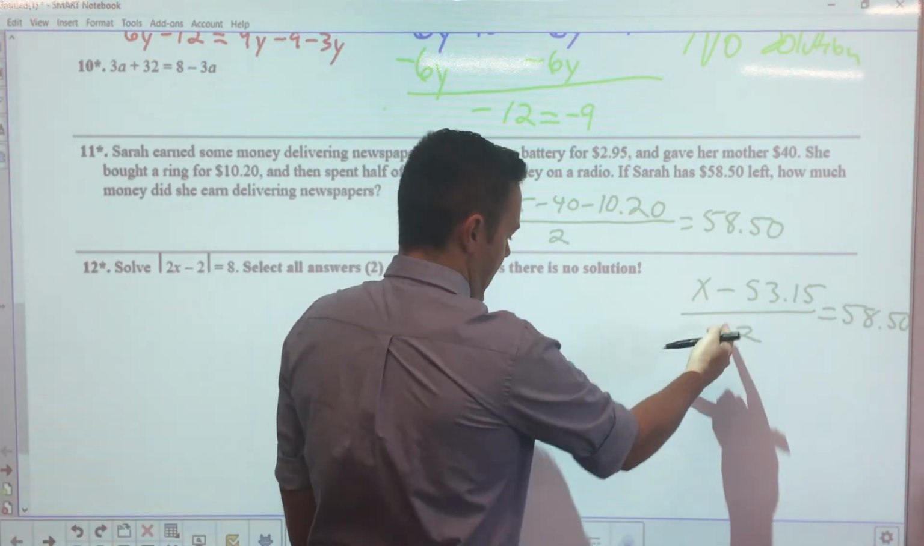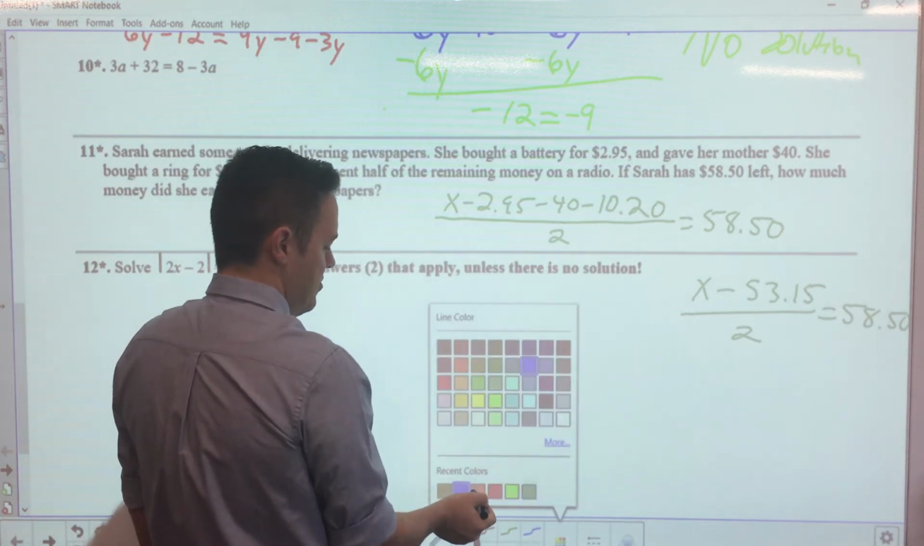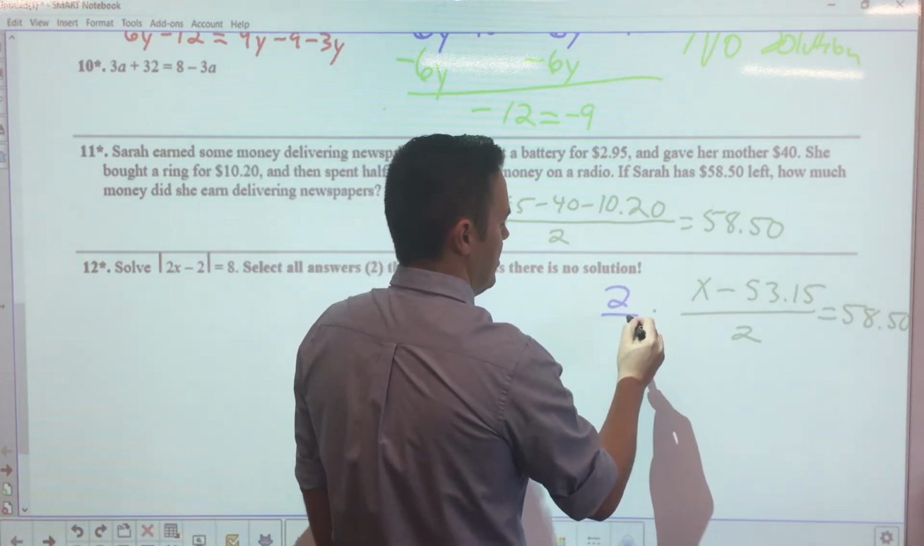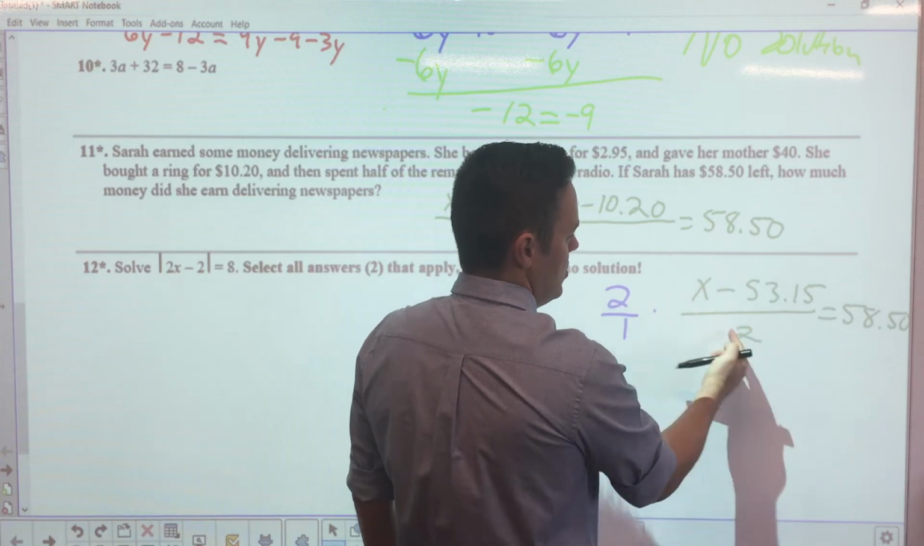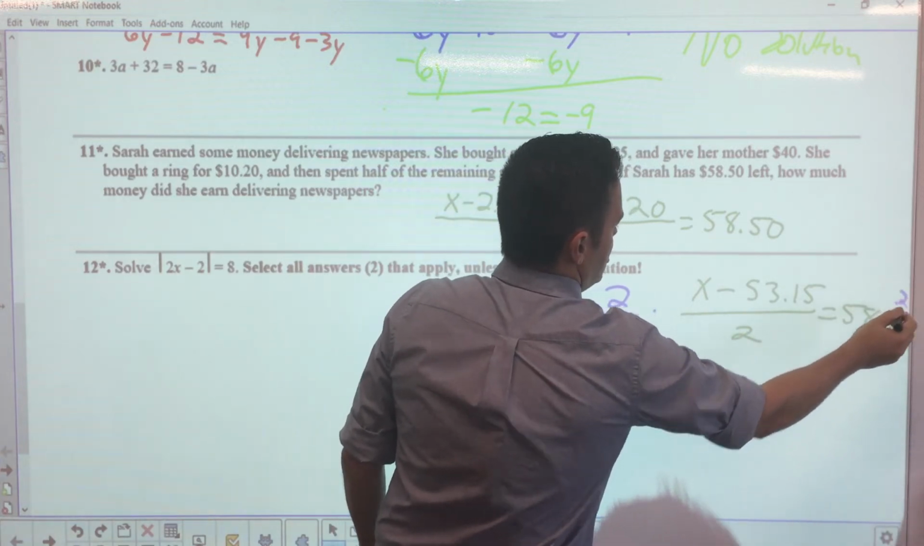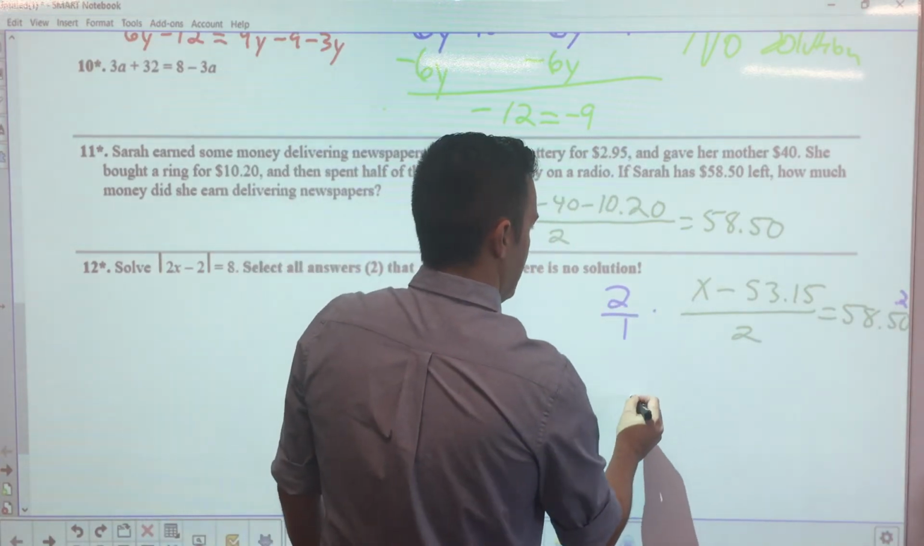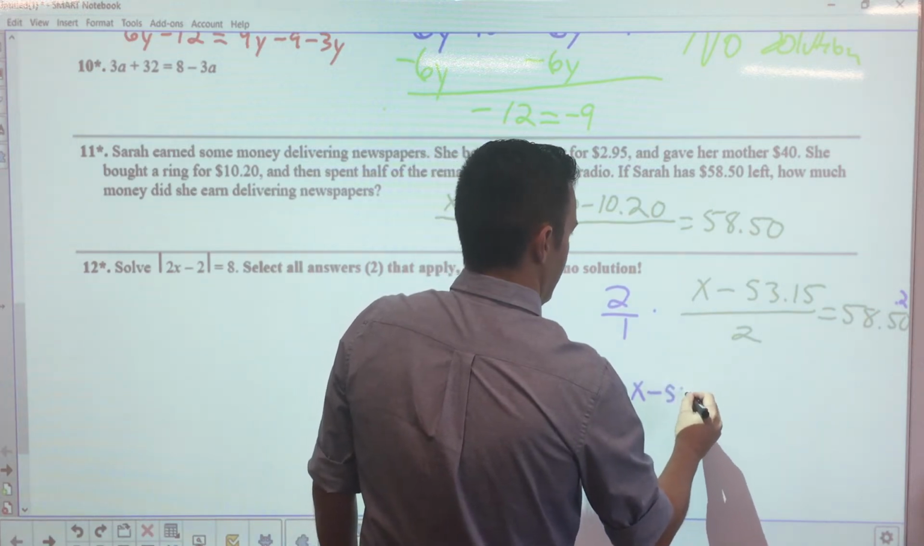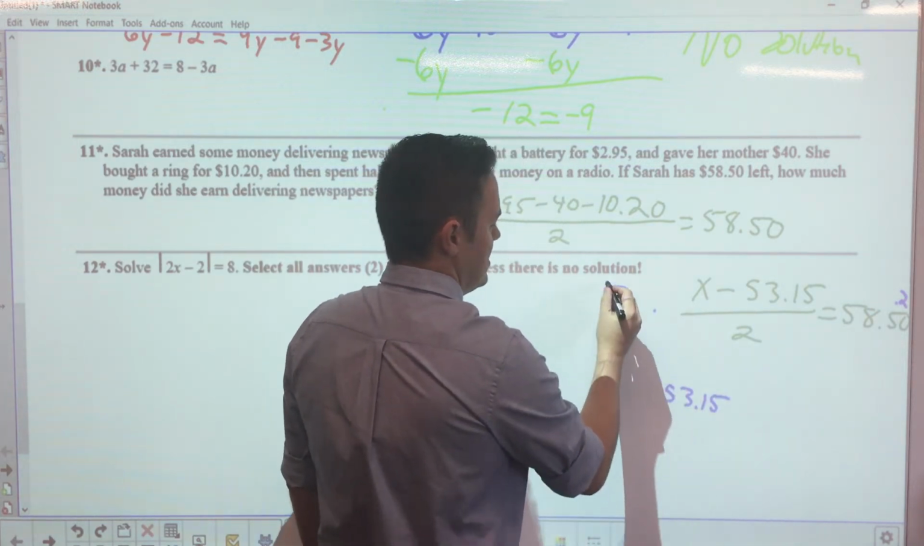Okay? Now, ladies and gentlemen, what do you have here that you need to get rid of? Get rid of the fraction. Okay? To get rid of the fraction, remember, multiply both sides by the reciprocal of the denominator, which in this case is 2. All right, multiply both sides by 2. Then you would end up with x minus 53.15, right? Because these cancel out.